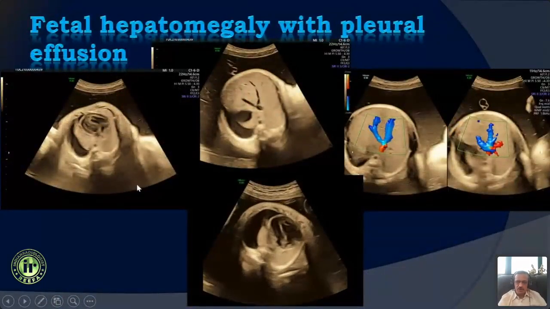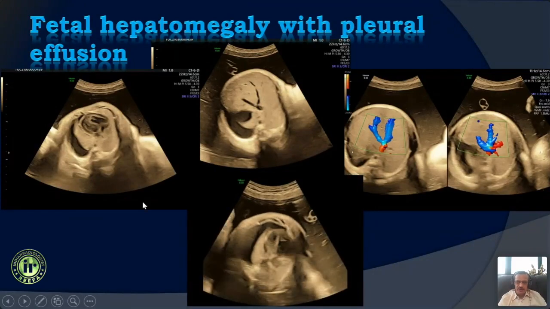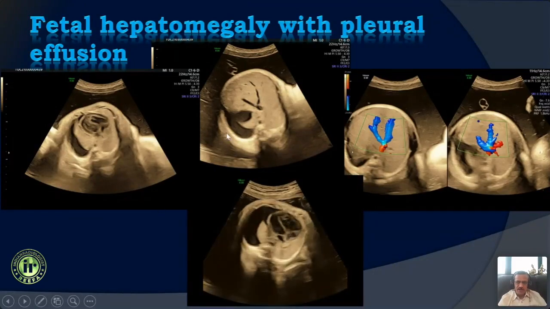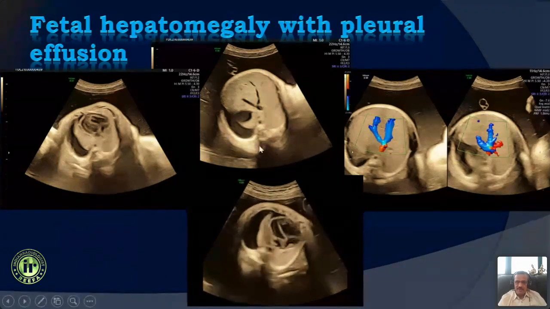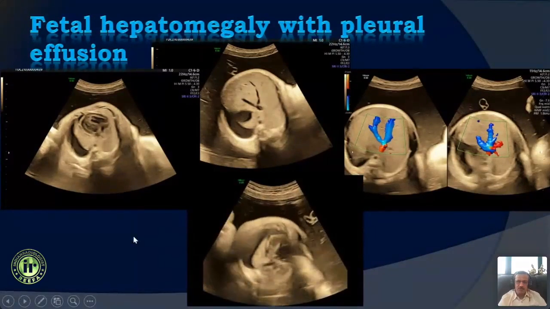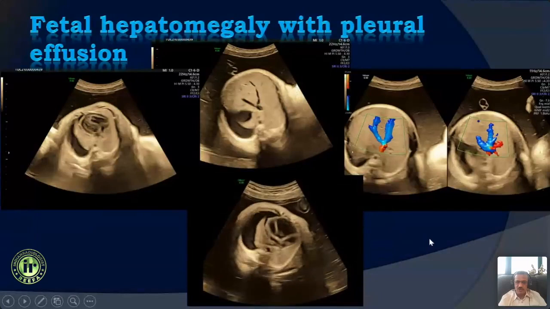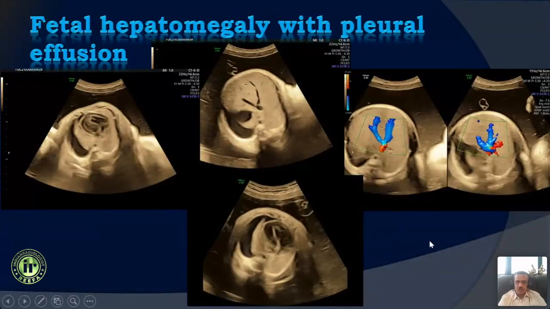Then, of course, we see pleural effusions. They can be a part of non-immune hydrops. So here, for example, we have a pleural effusion on one side. We have a hepatomegaly. We are investigating this fetus right now for potential genetic abnormalities, infections, or even metabolic disorders, because there is a hepatomegaly associated. And then we'll see what to do.